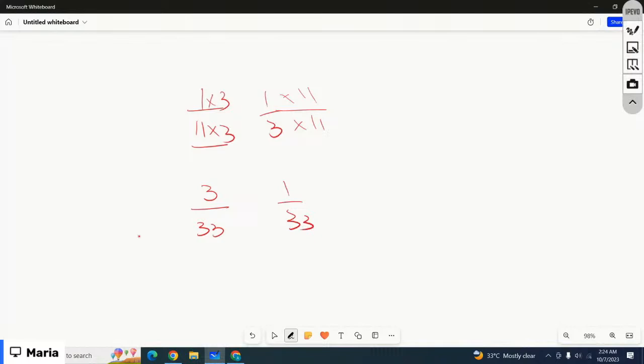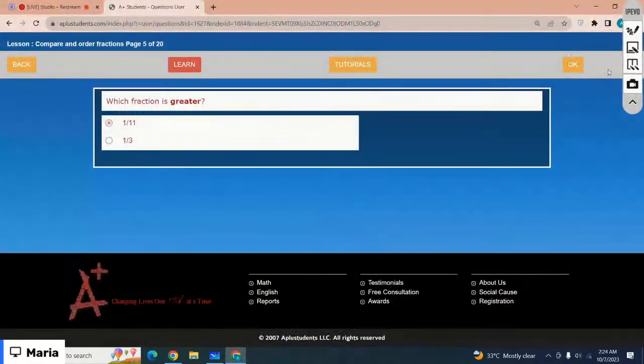So which is greater? Obviously, 3 over 33 is greater. That means 1 over 11 is greater than 1 over 3. Got it? 1 over 11 is greater than 1 over 3.